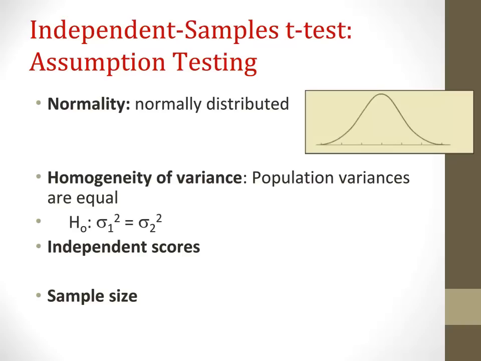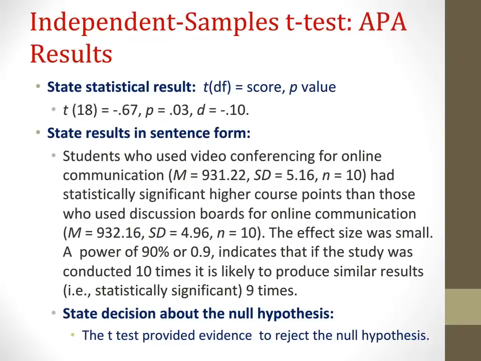So now we've talked about the assumption testing that's done prior to calculating the t-value, and also calculating the effect size. Let's talk about what needs to be reported in an APA results section. Now let's take a look at a few of these items a little closer and how they should be reported.